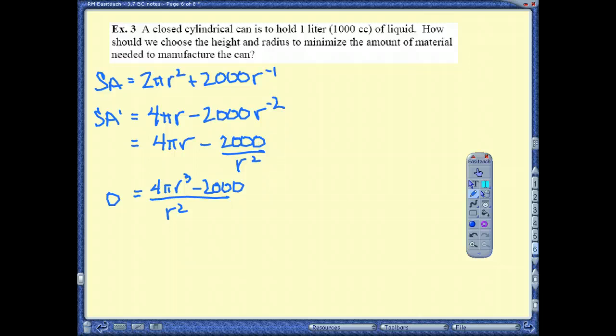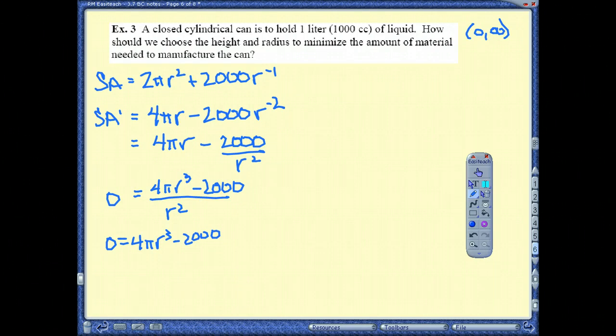Okay, now we're going to need to set that equal to 0 and find out where it's undefined. Now remember, our domain is from 0 to positive infinity. When we find those critical points from the denominator, that's going to be 0. That's not in our interval. So the only one we really have to worry about is when the numerator equals 0.